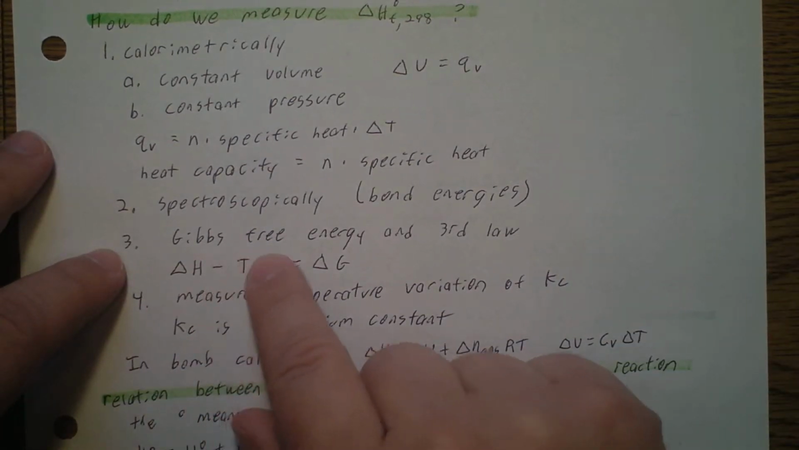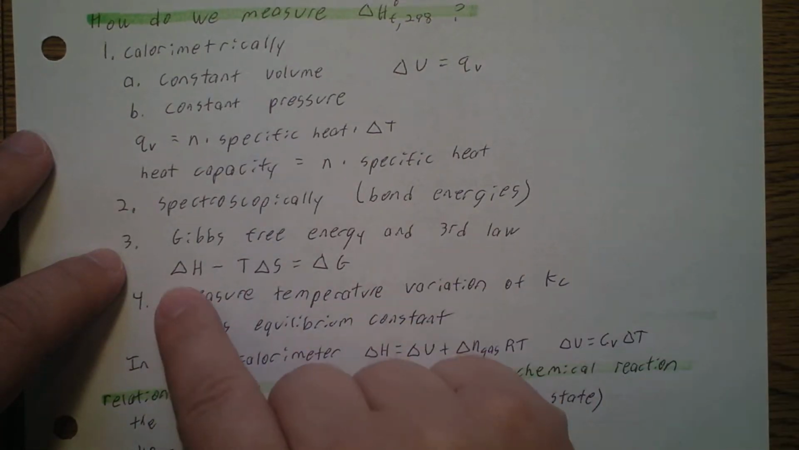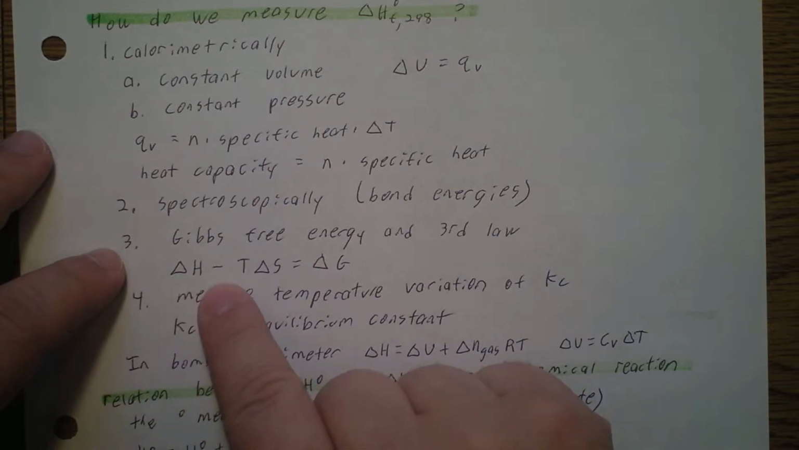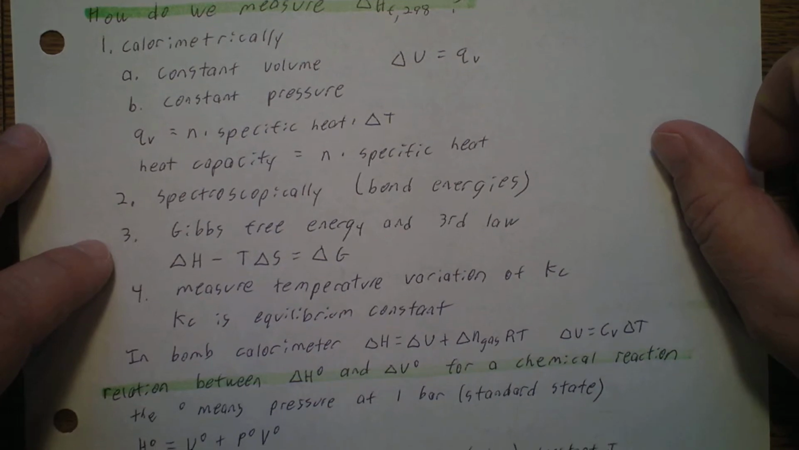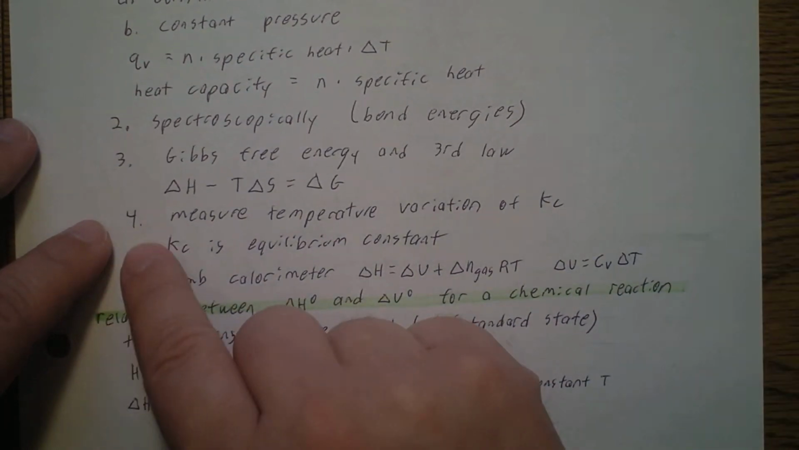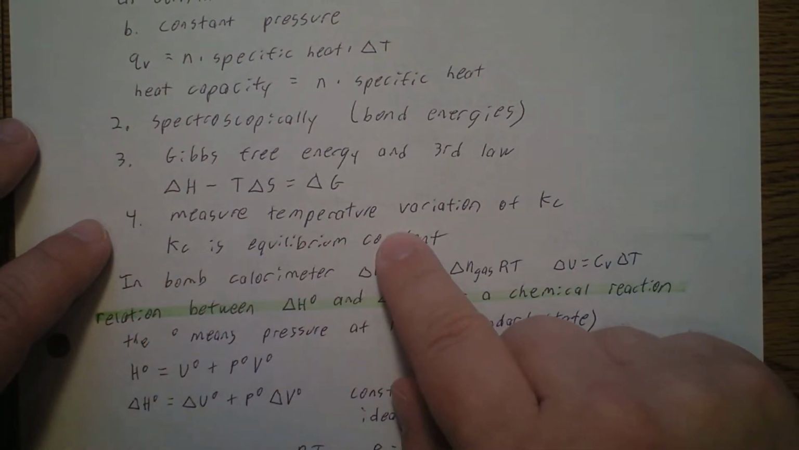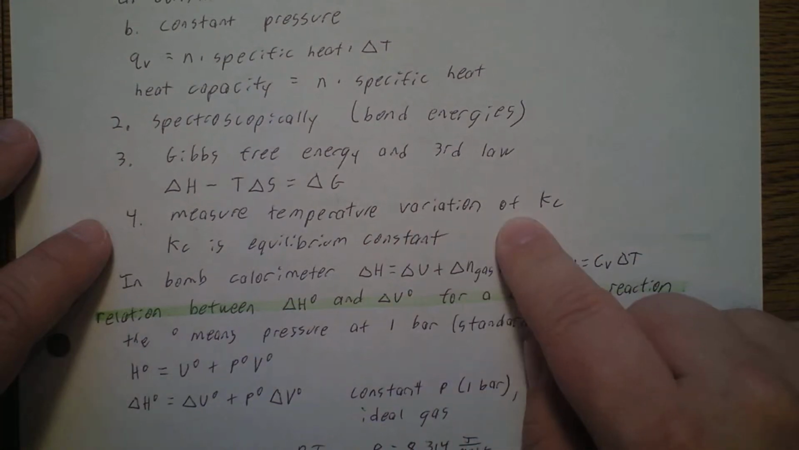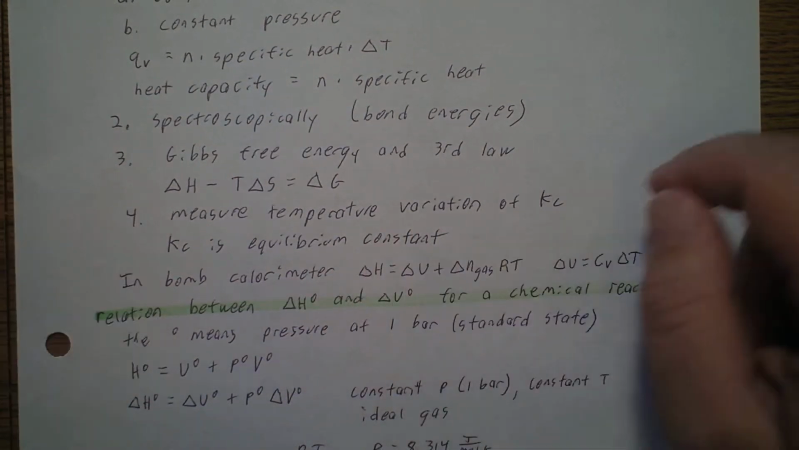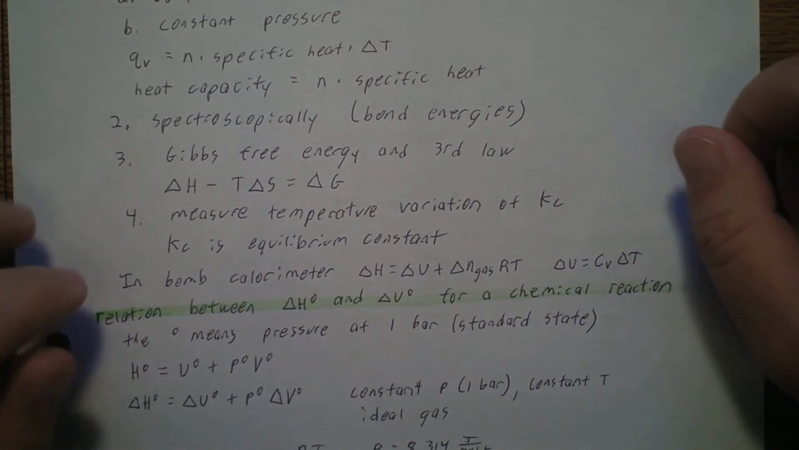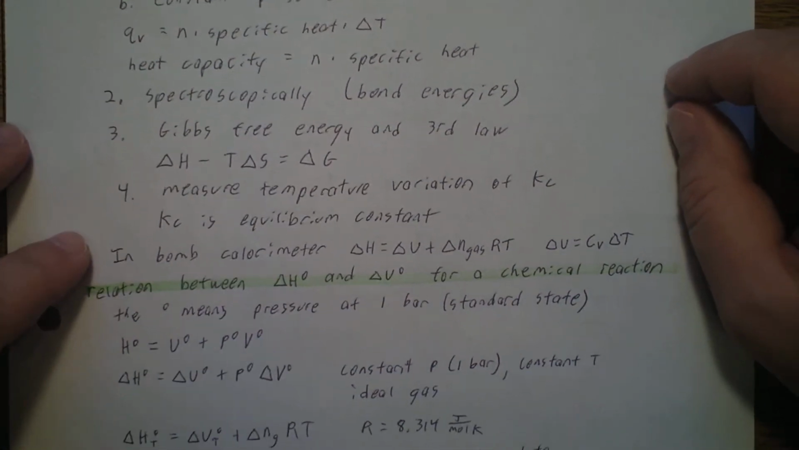Three, we could do it using Gibbs free energy and the third law, using the change in enthalpy minus temperature times the change in entropy is equal to the change in Gibbs free energy. Four, we could measure the temperature variation of Kc. Kc is the equilibrium constant. We will be talking a lot more about that when we get to kinetics.